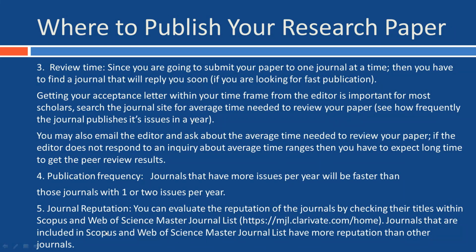Number 5 is journal reputation. You can evaluate the reputation of the journals by checking their titles within Scopus and Web of Science Master Journal list, that can be found in this link, mjl.clarivate.com/home. Journals that are included in Scopus or Web of Science Master Journal list have more reputation than other journals.